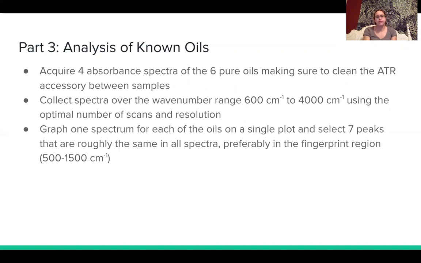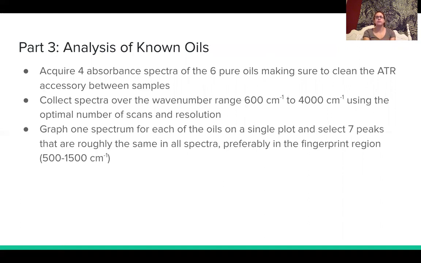You will acquire 4 absorbance spectra of the 6 pure oils, making sure to clean the ATR accessory between samples, and the spectra will be collected over the wave number range of 600 to 4,000 wave numbers. So you will graph 1 spectrum for each of the oils on a single plot and select 7 peaks that are roughly the same across all of the spectra.